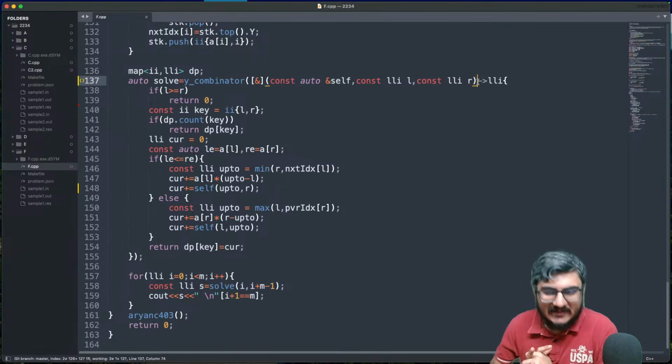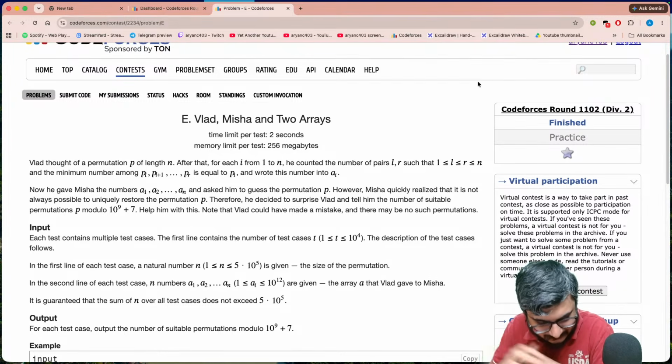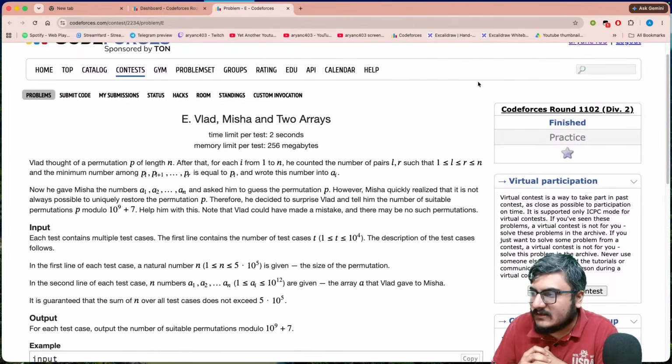So this is where we are. Problem E would be the last problem for us. And that's where we are. Vlad, Misha, and two arrays is the problem.